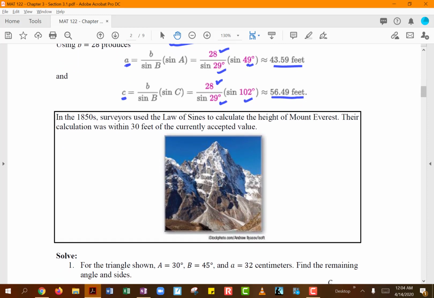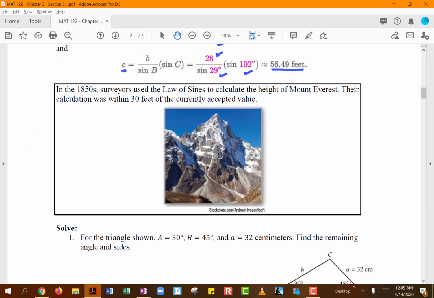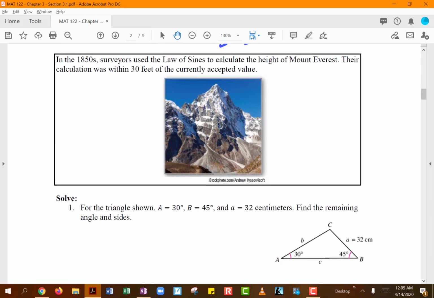Now this was a neat little piece of information your textbook had. They're saying in the 1850s, the surveyors used the law of sines to calculate the height of Mount Everest, and their calculation was within 30 feet of the currently accepted value. So not too bad, right, for surveyors to do this calculation back in 1850 and be within 30 feet of the height of Mount Everest. I thought that was a neat way to look at how the law of sines works in practical examples.